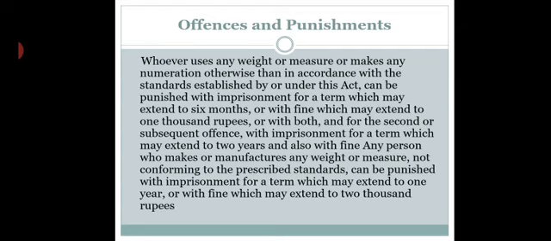For a second or subsequent offense, imprisonment for a term which may extend to 2 years, also with a fine. A person who makes or manufactures any weight or measure not conforming to the prescribed standard can be punished with imprisonment for a term which may extend to 1 year, or with a fine which may extend to 1000 rupees.